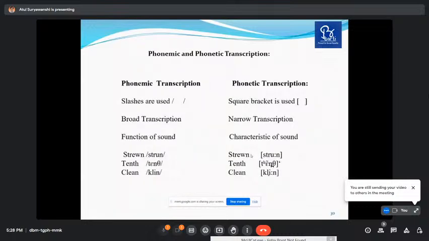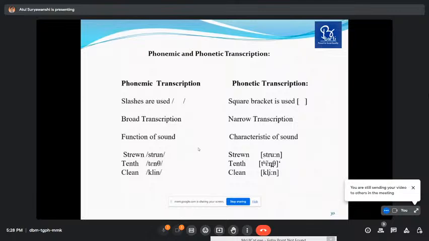Let us turn towards the next slide, phonemic and phonetic transcription. There are certain differences between phonemic transcription and phonetic transcription. Let us try to understand this difference. In phonemic transcription, slashes are used. In phonetic transcription, square brackets are used.